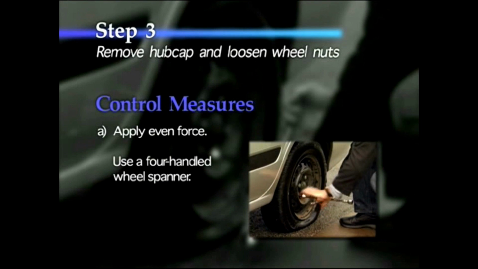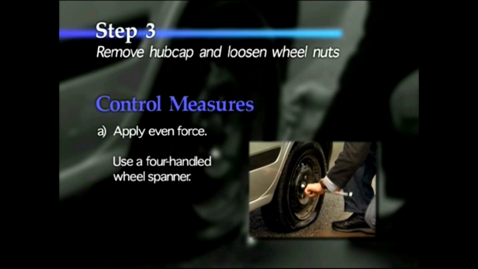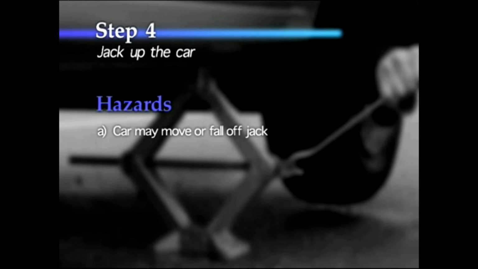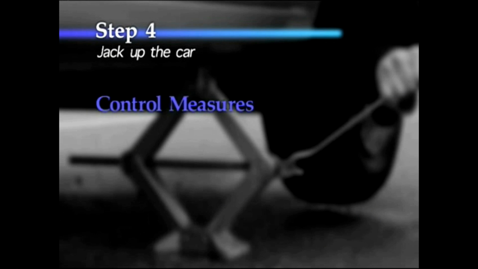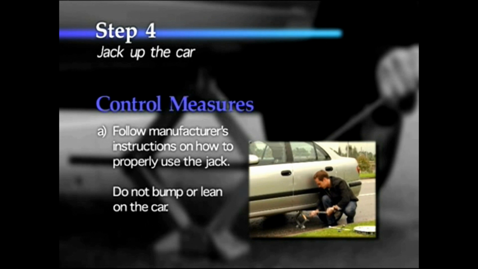Step 3 can lead to general injuries and muscle strain. Control measures here include using even force and replacing a single-handled wheel spanner with a four-handled spanner, which is easier to use and less likely to slip. Step 4 could lead to the car moving or falling off the jack. The appropriate control measures are to follow the manufacturer's advice on how to properly use the jack and to avoid bumping or leaning on the vehicle.